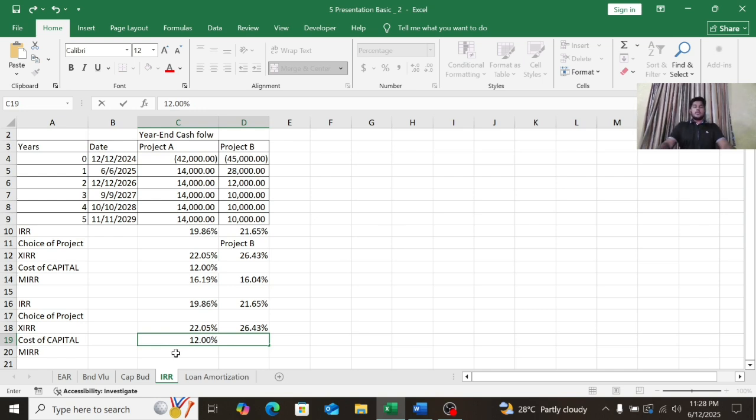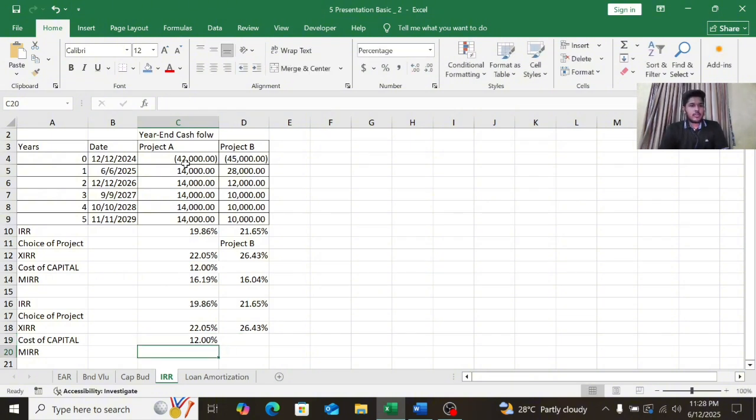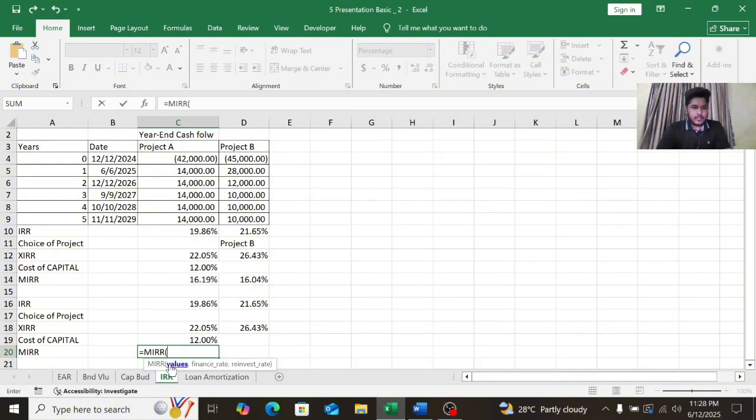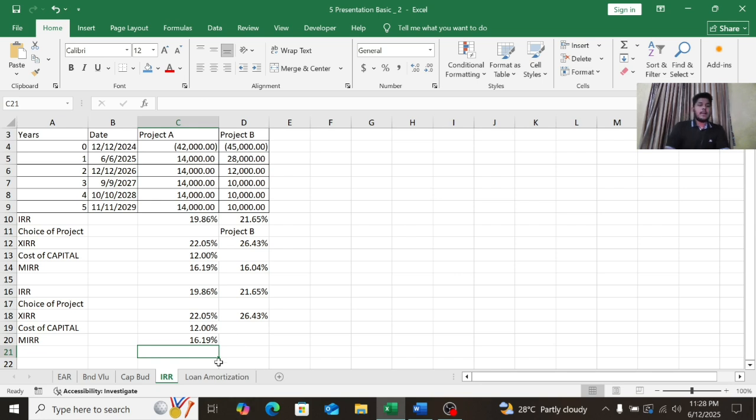It's also important to calculate the time value of money. Am I taking into account the time value of money and the reinvestment and capital rate? So we are going to take cost of capital for that. So then MIRR. The values for project A are this. Our financing rate is this cost of capital, and if we want to reinvest, we're going to reinvest again at this. So enter. Our MIRR is 16.9%, which is less than the actual IRR.